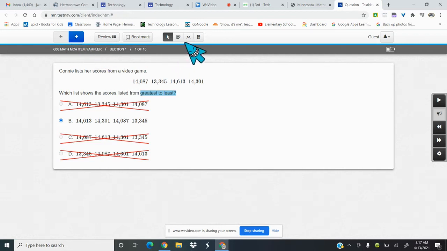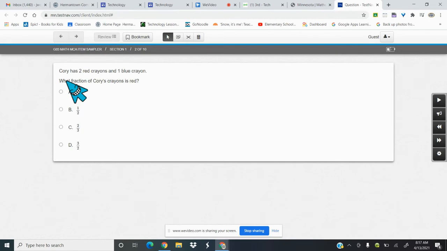All right, so I can undo these answer eliminators if I want to by clicking on this X and clicking on the X again, and that just makes it disappear. So that's up to you, or you can keep it on there. All right, next question.